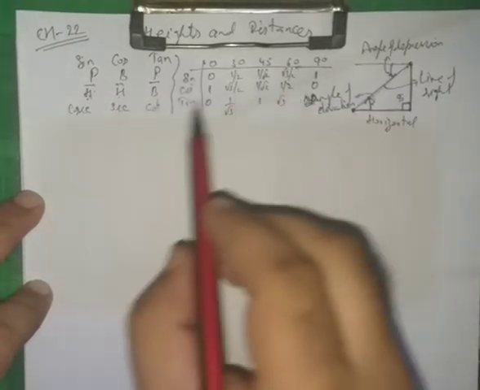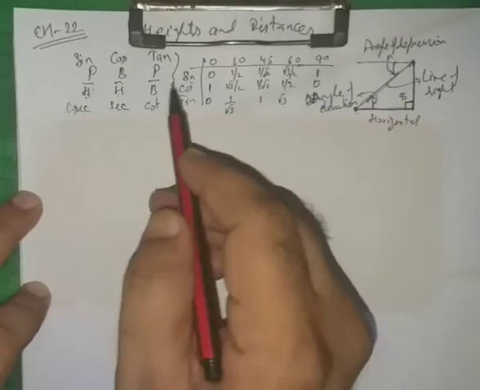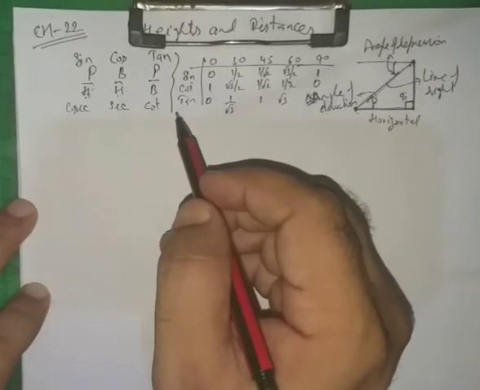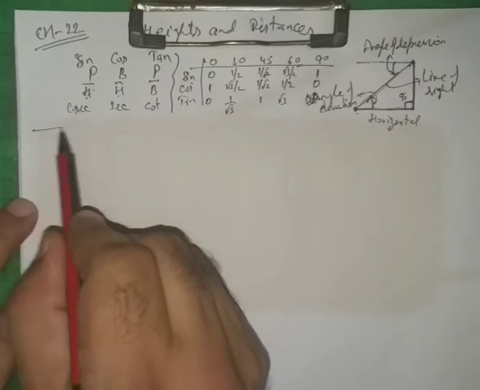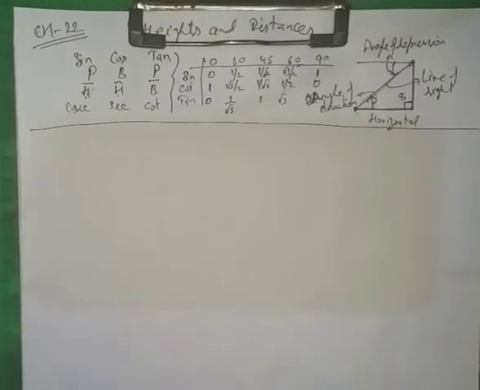So along with this table we will use these things to solve some of the questions. So this is the theoretical portion. Now I am moving on to the exercise. So we will read the question, we will try to make a right angled triangle, and then we will solve the question.